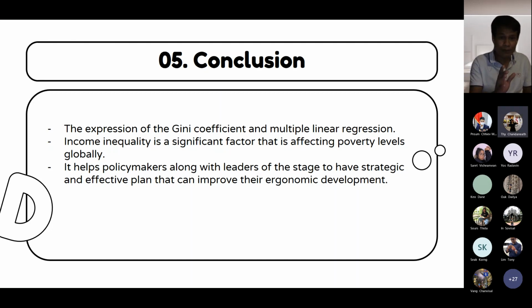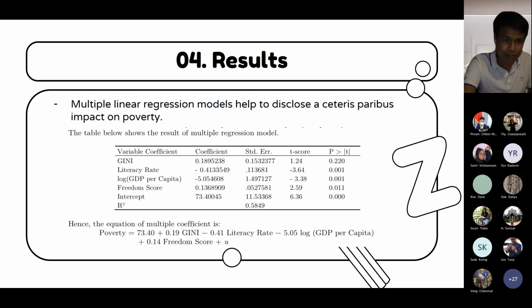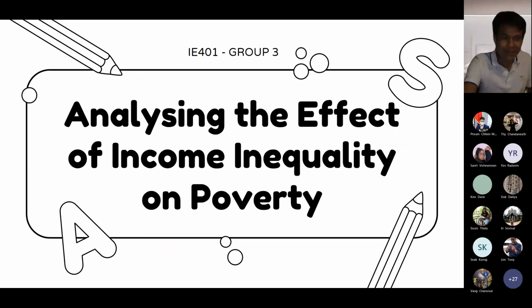Thank you, group. I forgot the group number. Group 3. Please keep your slide here. I just want to highlight a few points to your classmates.